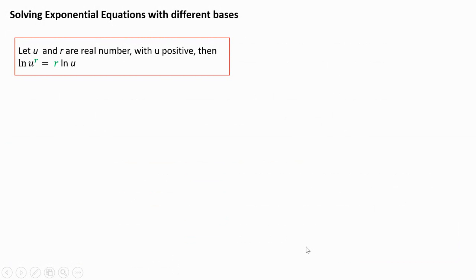Okay. Now here, we're going to be using another property. It says that u and r are real numbers, with u being positive, then the ln of u to the r equals r ln of u. In other words, the exponent goes to the front. That's what I explained earlier in one of the properties, or the exponential, or the logarithmic rules, right? The exponent goes to the front. So now, here we're going to apply the rule.